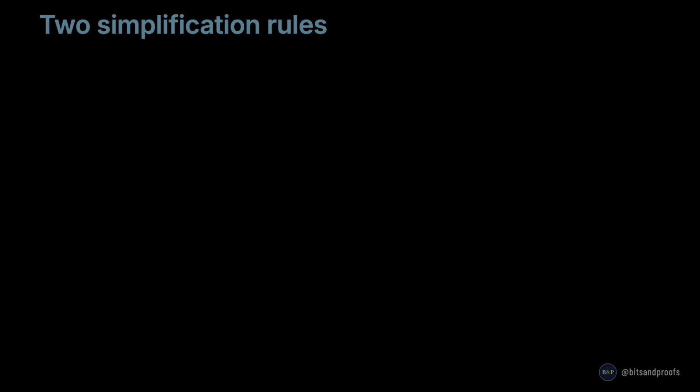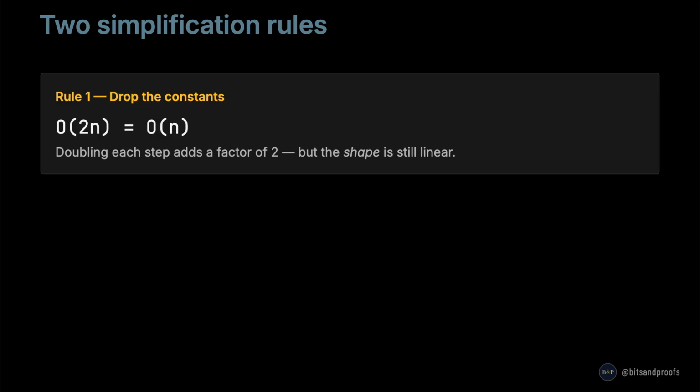Two simplification rules. With these two, you can turn any polynomial from frequency counting into a clean Big O expression. They're the smallest set of rules you need. Memorize them and you'll use them for the rest of your career. Rule 1: drop the constants. O of 2n equals O of n. The 2 in front doesn't change the shape of the curve, it just scales it. Doubling each step adds a factor of 2, but the work still grows linearly with n. Same shape, so we drop the constant.